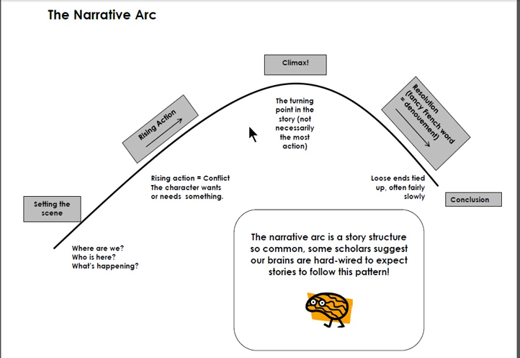As the action rises, it rises to a climax. And this is the turning point in the story. This is not necessarily the point in the story that has the most action, but it is the point where things start to turn around. But you notice the story doesn't end here. The narrative arc isn't a narrative slope, right? A slope would be from here to here, and it ends at the climax, the end. It has to resolve itself. Hence, we have the resolution.